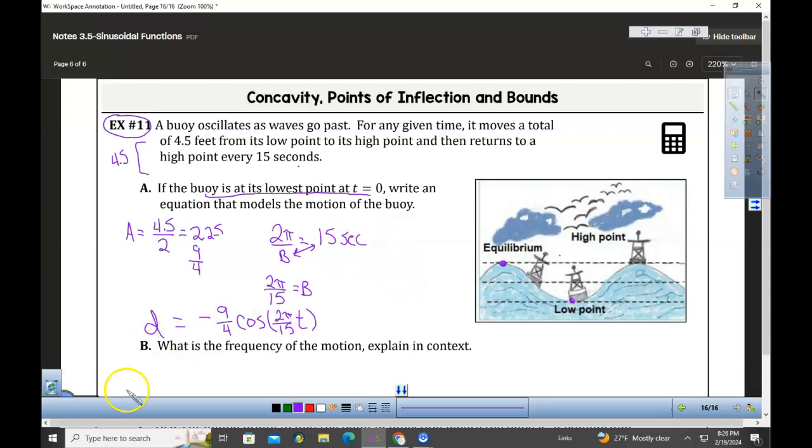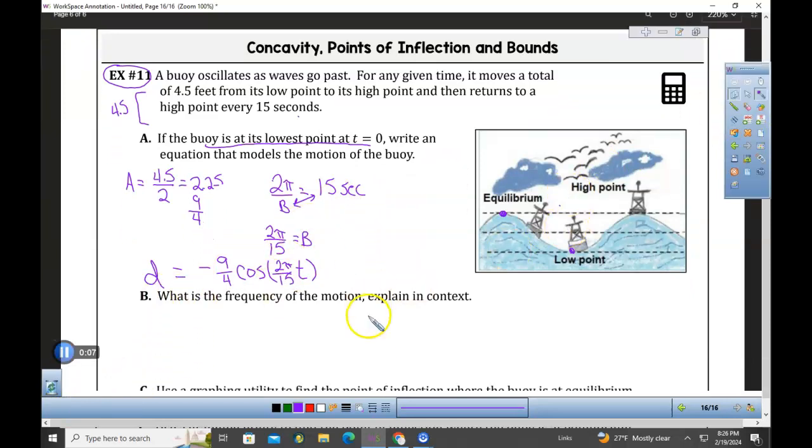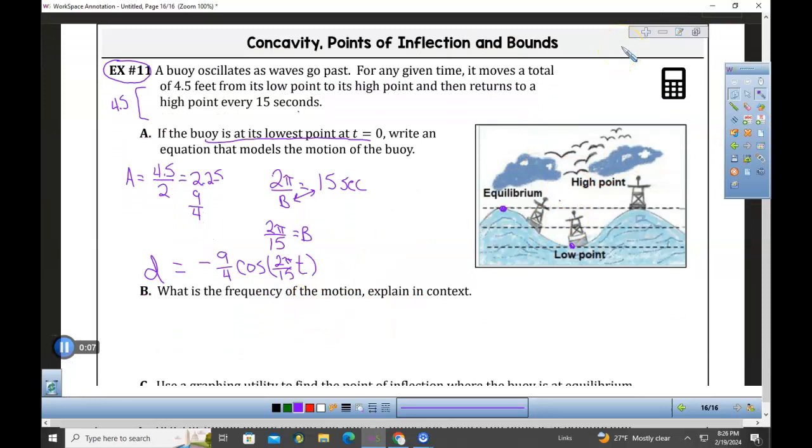Fan turned off. All right. Let's keep trucking. What is the frequency of the motion explained in context? Well, we know frequency. If my period is 15, that means it's 1 over 15. And remember, that's 15 seconds. That means it's 15 seconds for one cycle. That's how long it is. So this would be one cycle every 15 seconds. So that means I have 1/15 of a cycle per second.